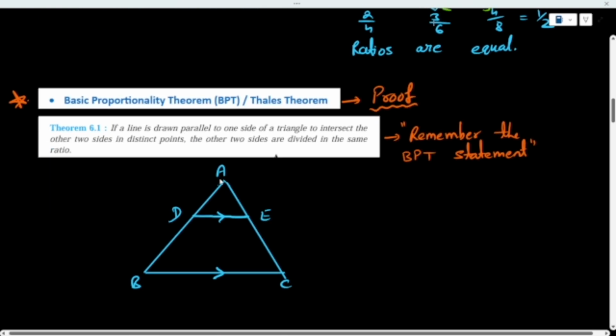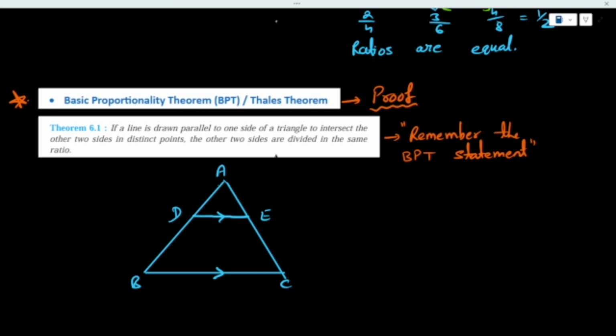Now, after this, in this chapter, you will learn the basic proportionality theorem. What is the basic proportionality theorem? This is a very important theorem. You need to remember the BPT statement, and you have to remember the proof also. You should know how we prove this theorem. So what is the statement of the theorem?